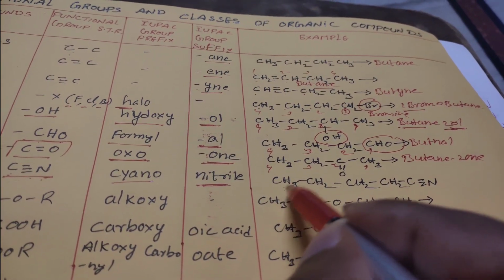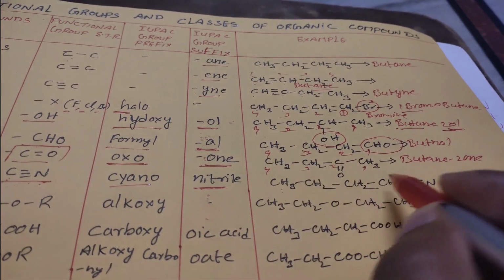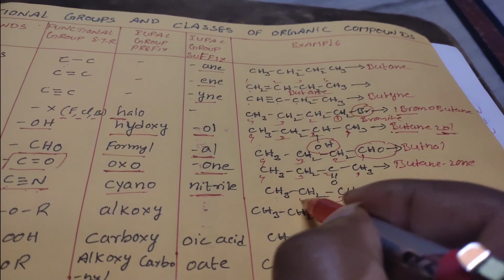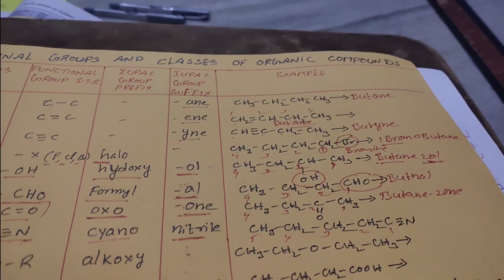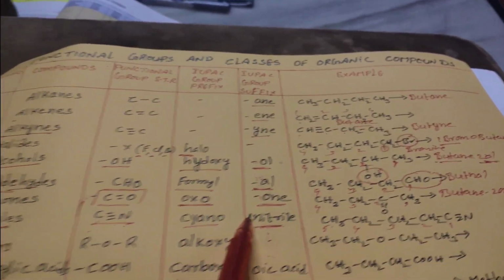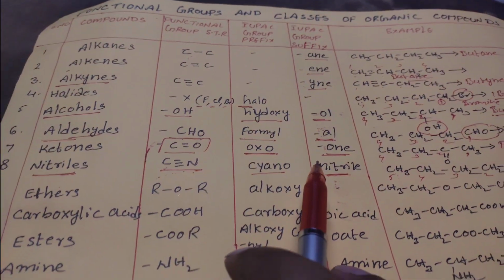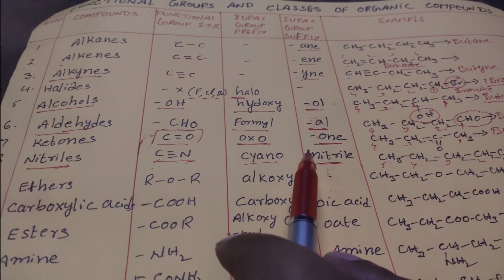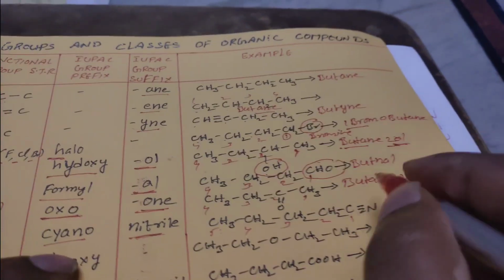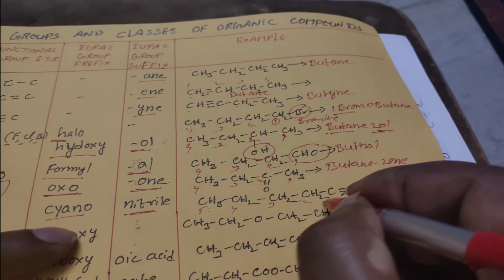The structure contains 5 carbons, and I am giving the numbering 1, 2, 3, 4, 5. The root word is pent. So the name of the compound is pentane nitrile.